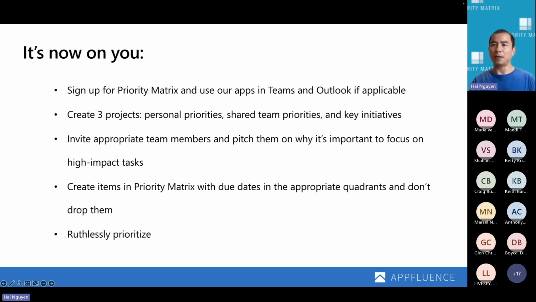Use the same terminology as we do, quadrant 1, 2, 3, 4, and then as they come due and so forth, come back to Protomatrix, mark them as done, etc. And then of course, ruthlessly prioritize because otherwise you're just wasting time, and not just your time, but your coworkers' time, and then doing things that don't matter.